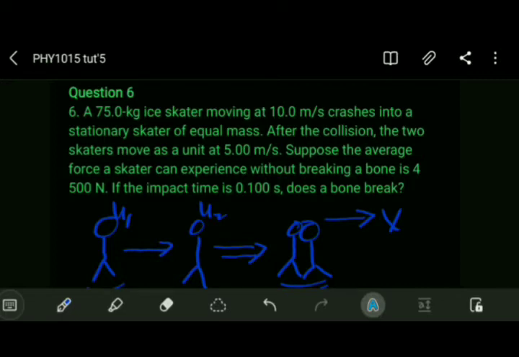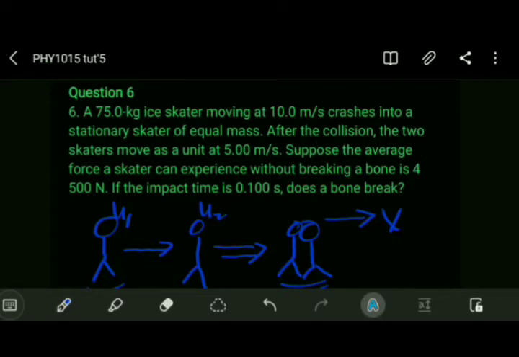Okay, so if the average force a skater can experience without breaking a bone is 4,500 newtons, and if the impact time is 0.100 seconds, does the bone break? Okay, so here they just want us to find the impact force on each skater as they hit each other, and then we compare that to the threshold of breaking a bone, which is 4,500 newtons.